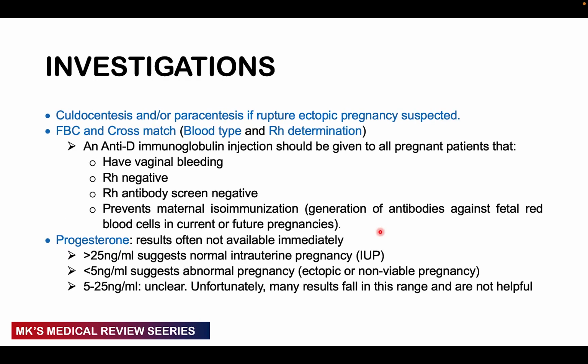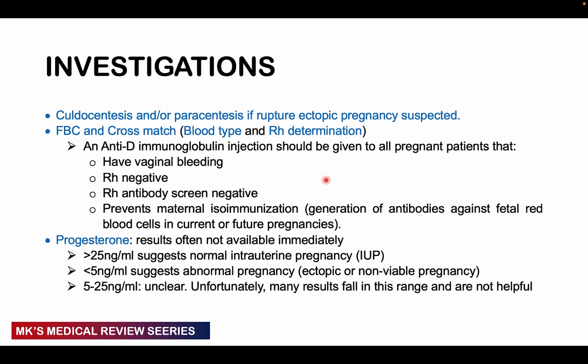So other investigations, you may do a culdocentesis and a paracentesis if you're suspecting that this ectopic pregnancy is ruptured. Do a full blood count and a cross match because you want to determine the blood type and the Rh factor. Remember that if this woman is rhesus negative and she's married to a rhesus positive person, then they have to actually get anti-D immunoglobulins. That's your RhoGAM to prevent them from being sensitized and therefore preventing a condition that's known as erythroblastosis fetalis.